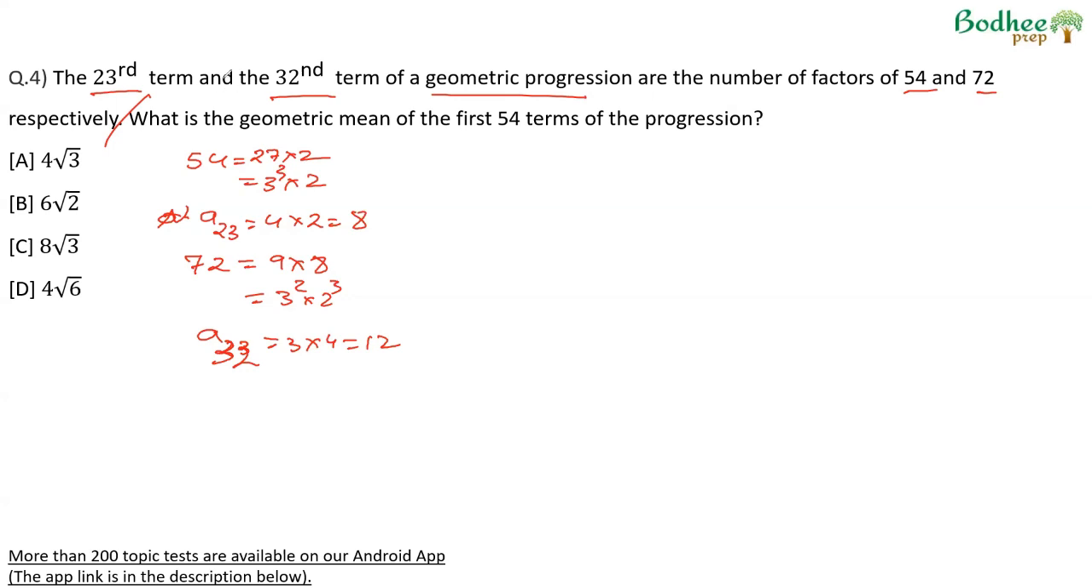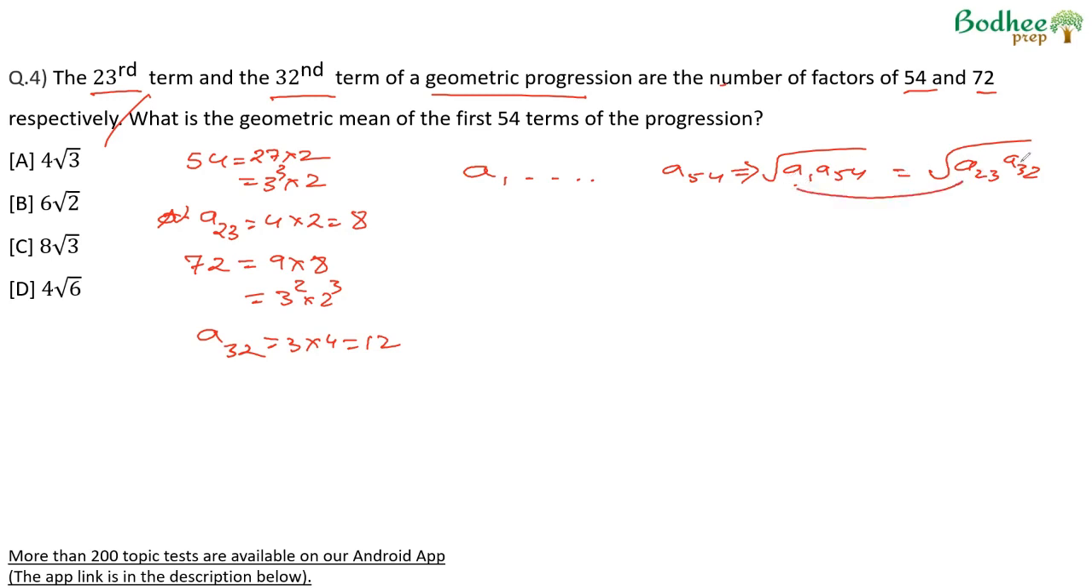We have to find the geometric mean of the first 54 terms. So now, if we look at it, the geometric mean of the first 54 terms of a geometric progression will simply be the geometric mean of the first and the last term. That is root of A1 into A54, which will be the same as root of A23 into A32. Because 1 plus 54 is 55, 23 plus 32 is 55.